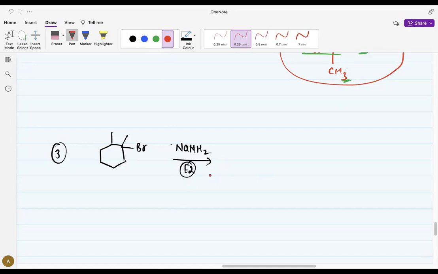अगर E2 elimination करेंगे, तो you have to remove hydrogen from beta carbon. So this is the alpha carbon, which is the adjacent of bromine. How many beta carbons does it have? This one is 1 beta. This is 1 beta. This is 1. Done. So this is 1 beta. This is 1 beta carbon. This is 1 beta carbon.